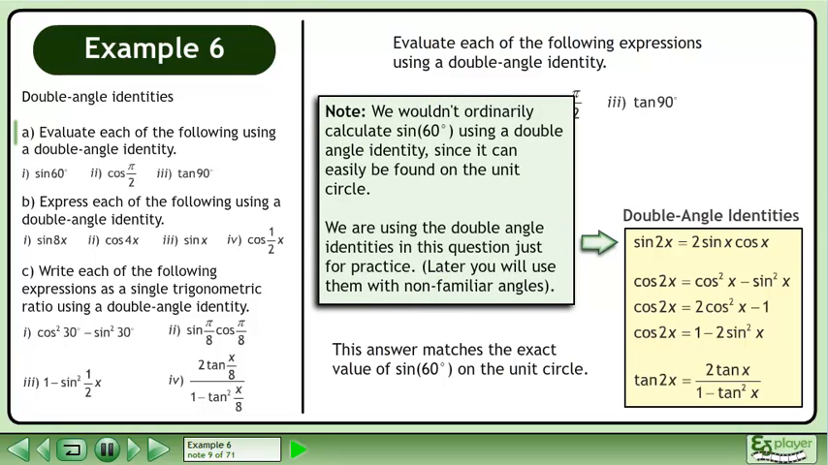Note that we wouldn't ordinarily calculate sine of 60 degrees using a double angle identity, since it can easily be found on the unit circle. We are using the double angle identities in this question just for practice. Later, you'll use them with nonfamiliar angles.